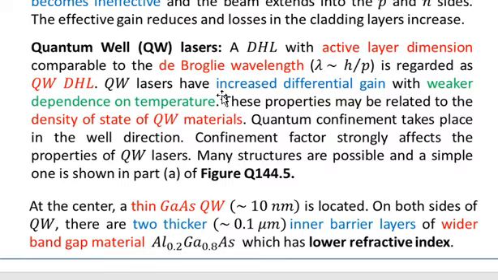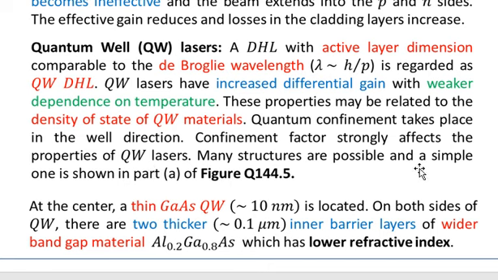Quantum well lasers have increased differential gain with weaker dependence on temperature. This is the main advantage: there is a weaker dependence upon the temperature, and we have an increased differential gain. These properties may be related to the density of states of the quantum well materials. Quantum well confinement takes place in the well direction, so the confinement factor strongly affects the properties of the quantum well lasers.